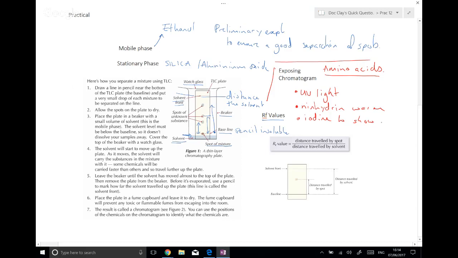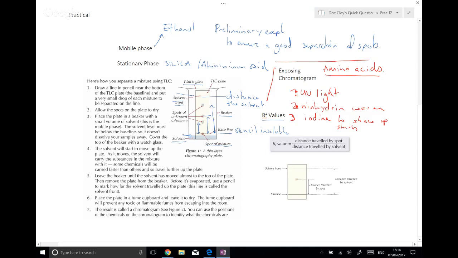Now, each of these are separate. You don't do them all at the same time, so that is essentially a 1, a 2, or a 3, not 1, 2, and 3. Because if you did all 3 of those, essentially you would get a bit of a mess. So you either use UV light, you either use ninhydrin and warm, or iodine to show up the spots, and that exposes the amino acids.